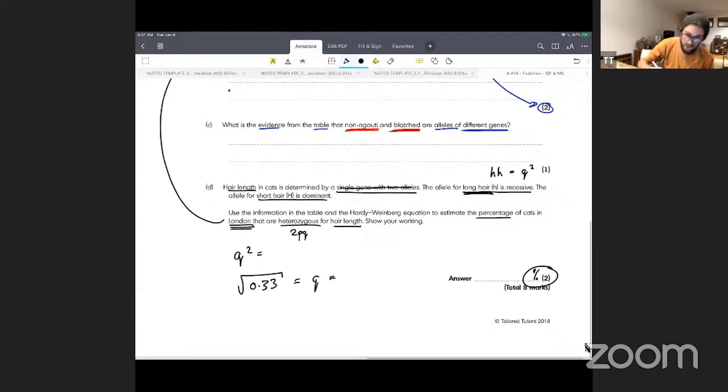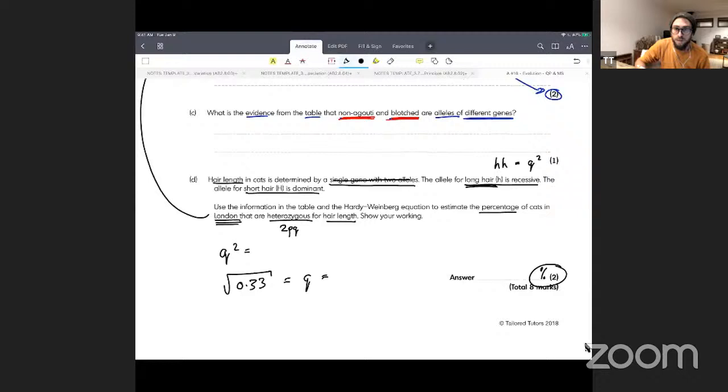So what is the square root of 0.33? 0.57? Okay, so I think this is 0.57 something or other. It's 0.5744, and that's q. So 1 minus q is equal to p. So 1 minus 0.5744 is equal to... am I right with my numbers here? What do I get on the calculator? 0.4255 something or other. And you would round to two decimal places, so 0.43, which would be 43%.